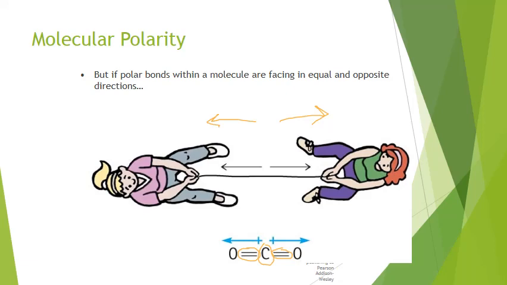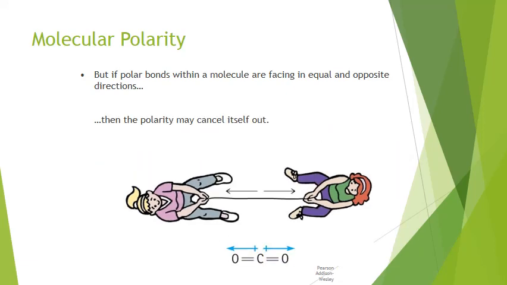But overall, that pulling tends to negate itself. We have a tug of war here, but the tug of war is an even battle. And therefore, the overall molecule is not polar. The polarity cancels itself out. So this carbon dioxide is not a polar molecule. It does not really show any polarity.